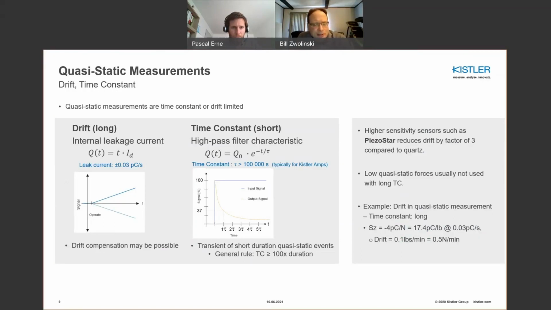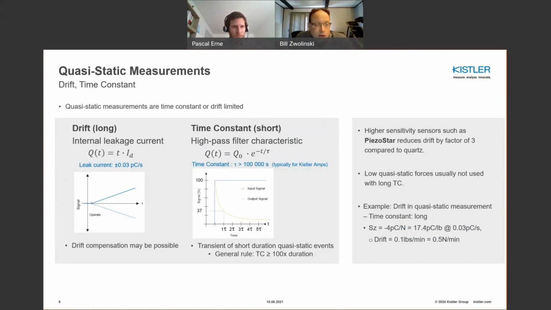So you always have to look at this in terms of your application and find out the best way to measure it. Certainly, quasi-static measurement is very popular with piezoelectric, and it's related basically to the sensitivity of the sensor. The higher the sensitivity of the sensor, the lower the drift. There's a technology called PiezoStar, which is optimized for sensitivity, and it's 3 times the sensitivity of quartz, so it indeed gives you 3 times less drift than quartz. So it's very good for quasi-static measurement.